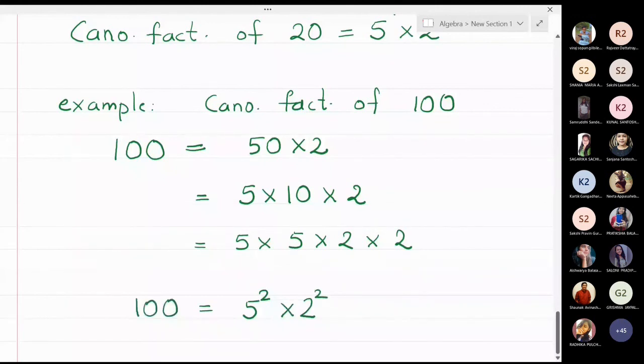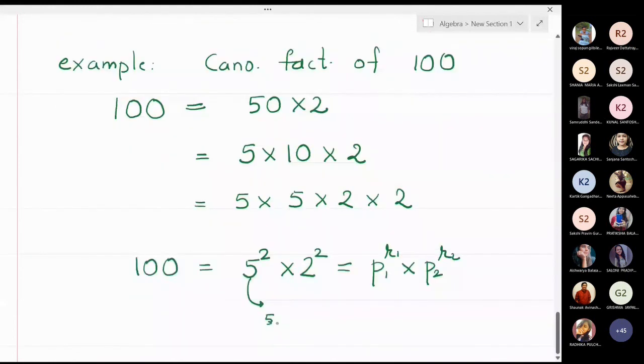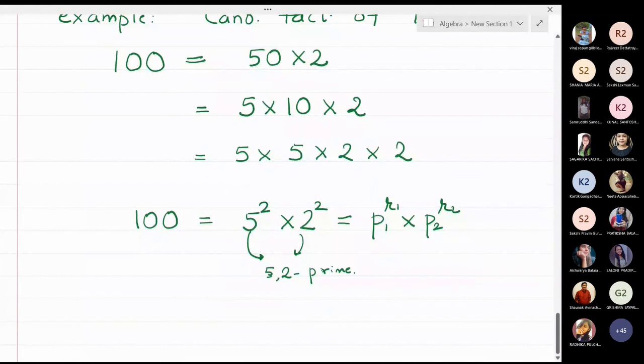Therefore 100 can be written as 5 square into 2 square, which is of the form p1 raised to r1 multiplied by p2 raised to r2, where p1 and p2, that is 5 and 2, are both prime numbers. So this is the canonical factorization of the given number. This canonical factorization of a given number will now help us to find the Euler function of any given composite number.